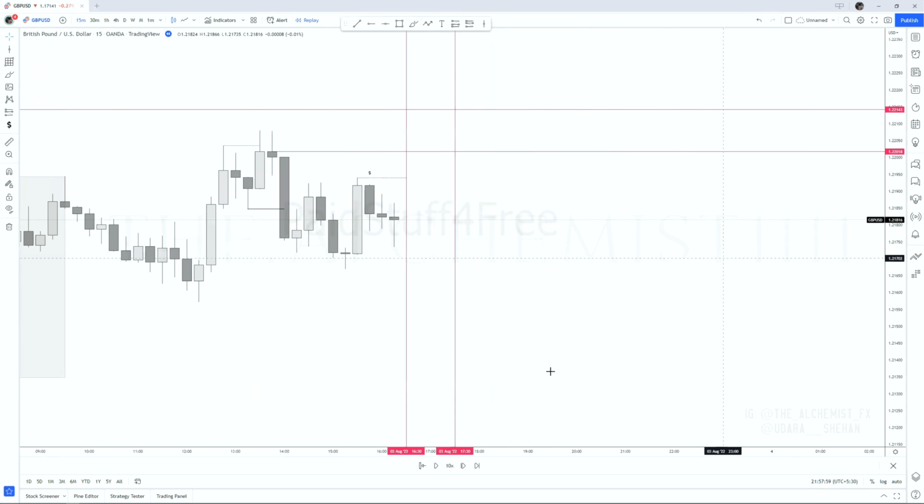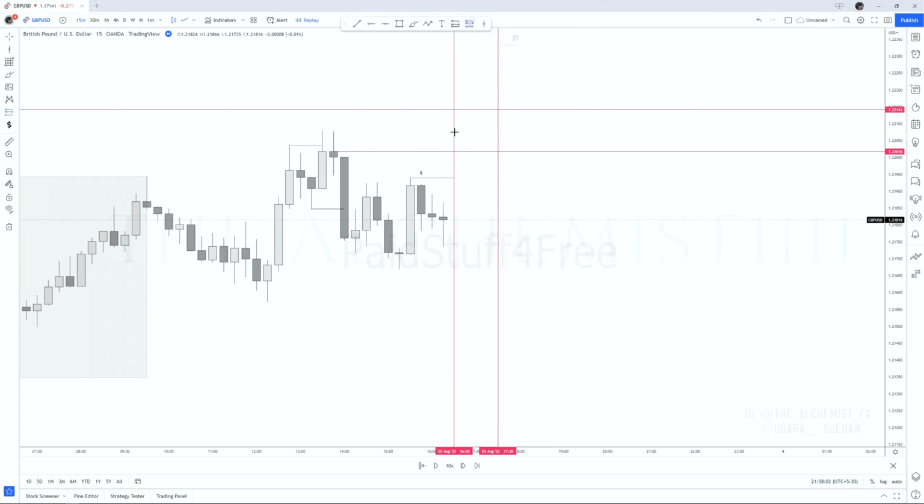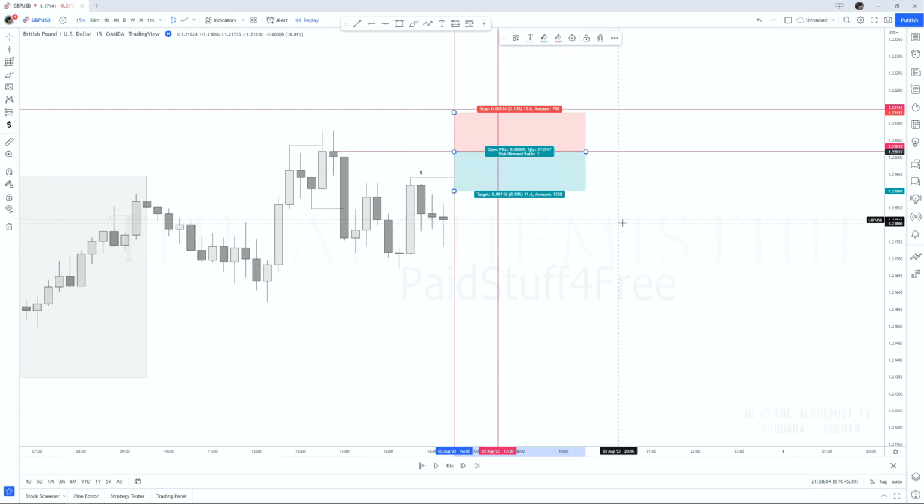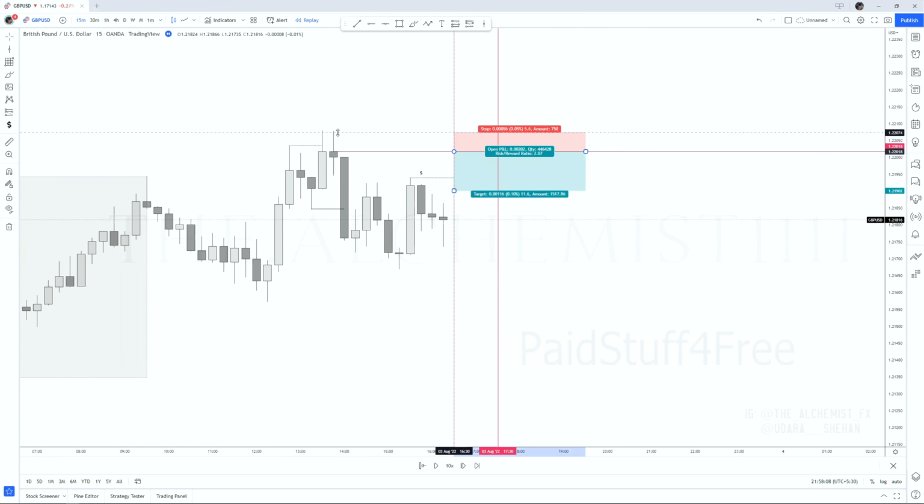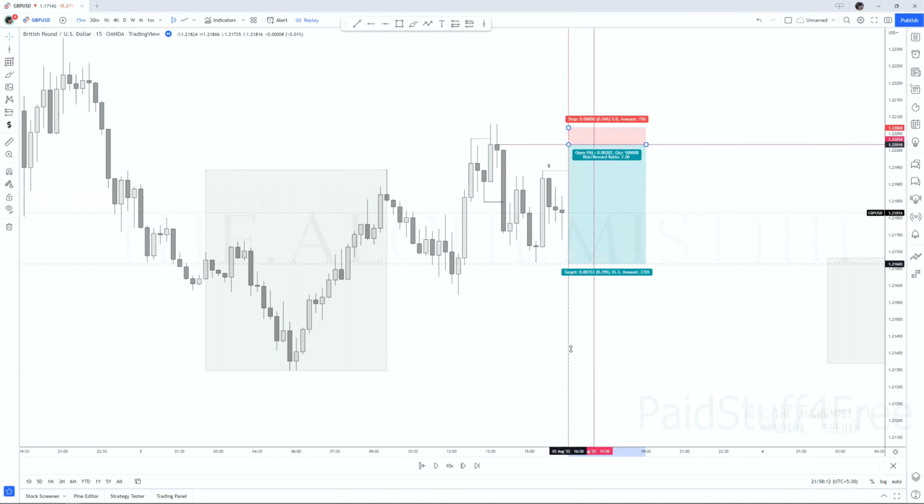See, now for me, New York kill zone is at 4:30 p.m. Okay, so now I'm selling it. Okay, risky one. Now you know why it is risky, because we had a high time frame zone here. Stop loss goes somewhere around here for 5 pips, and then we can target the Asian low.